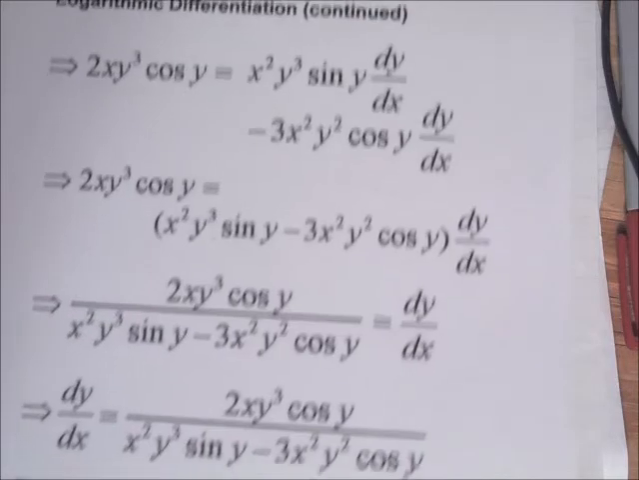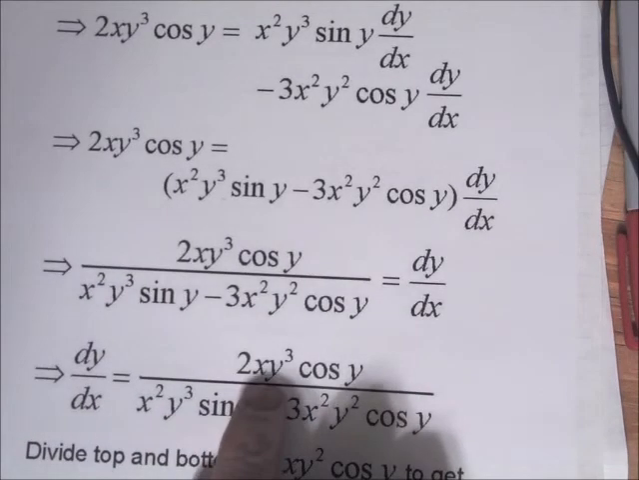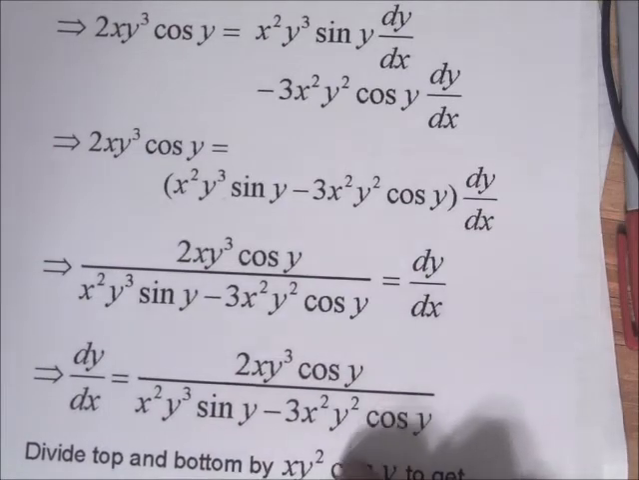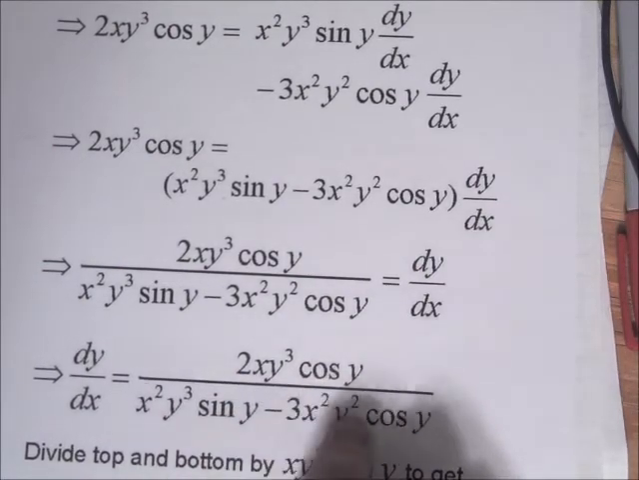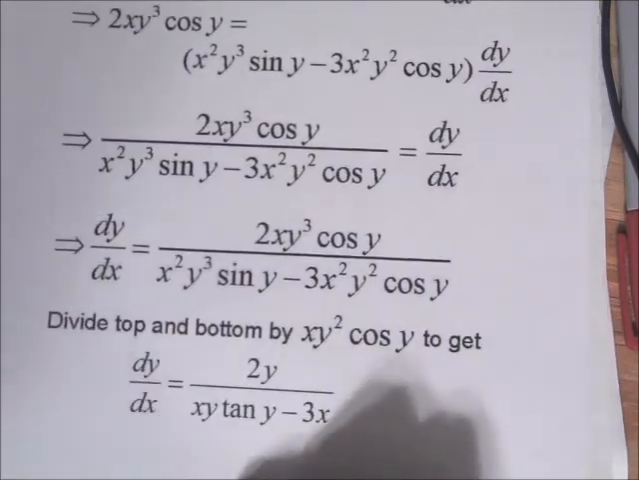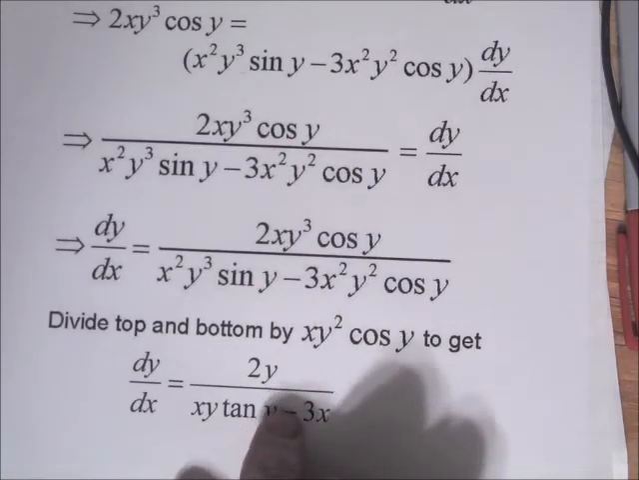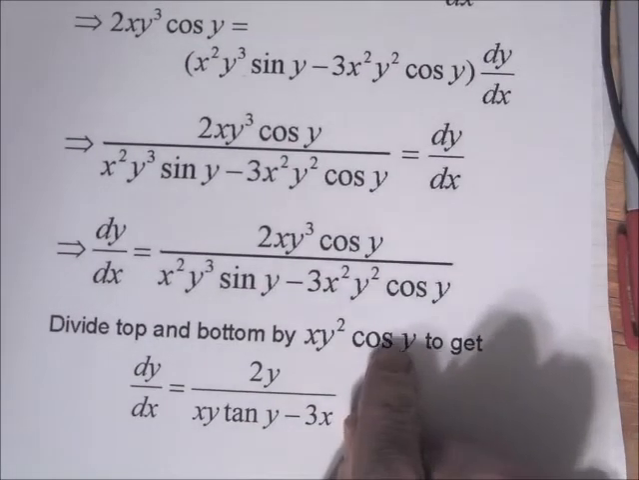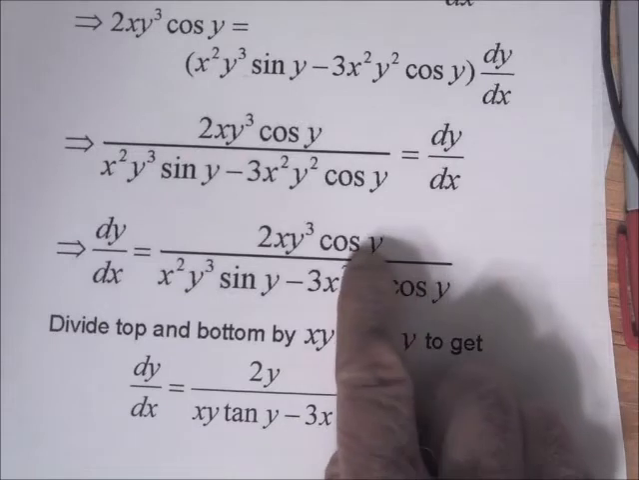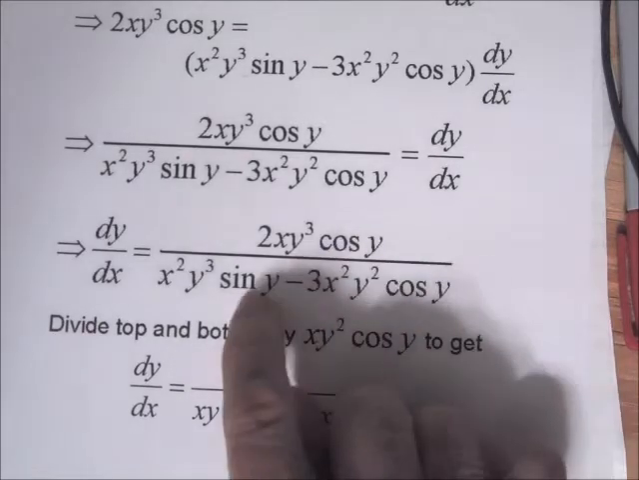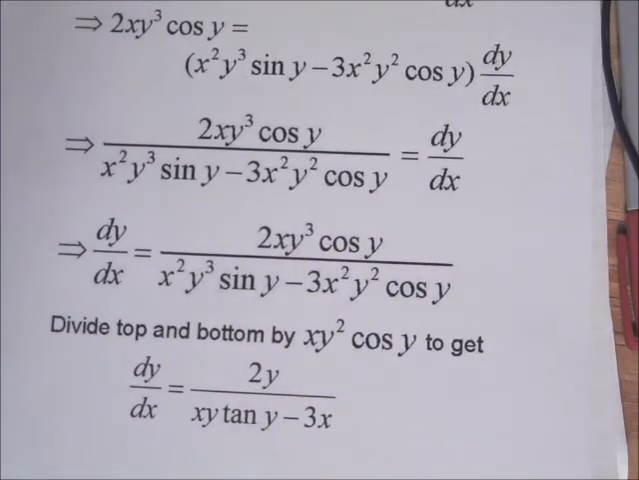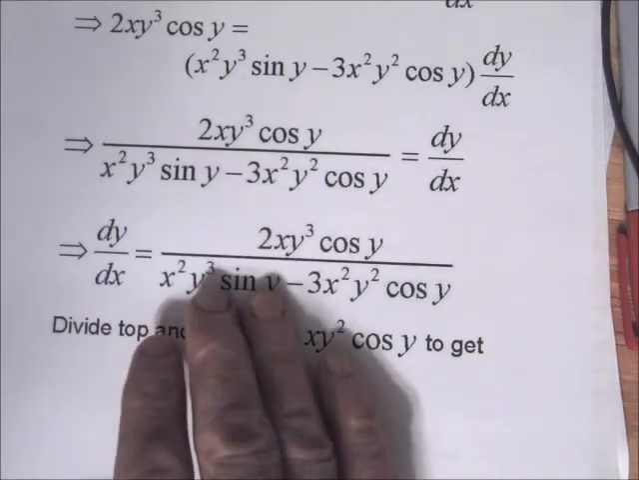There's a common factor. Each term has a common factor of xy squared, so we can divide that out. We can divide by the cosine y too. If we divide by cosine y, those will cancel here. This will give us a tangent, so that simplifies the formula a little bit. We have dy/dx equals 2y over xy tangent y minus 3x.